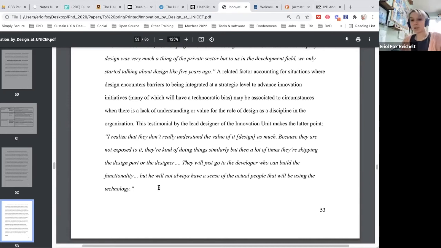At this point, I'm going to stop this recording, start a new one, and start from page 55 onwards and finish this review of this case study a little bit later.